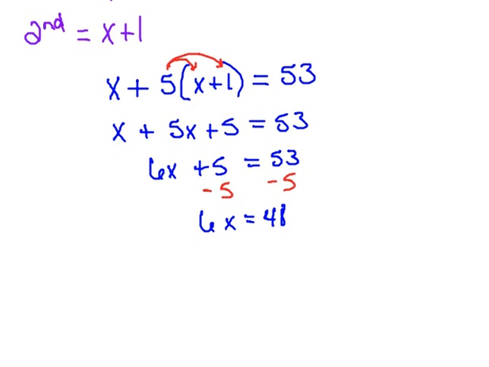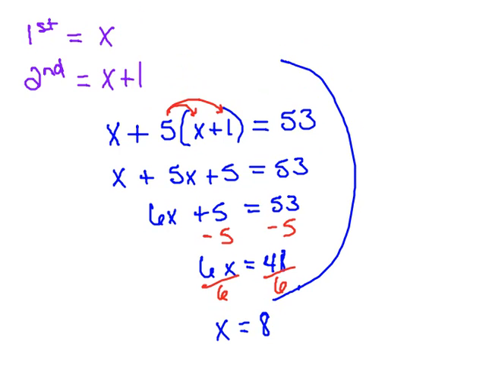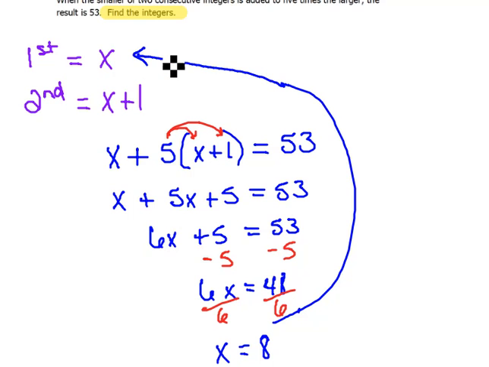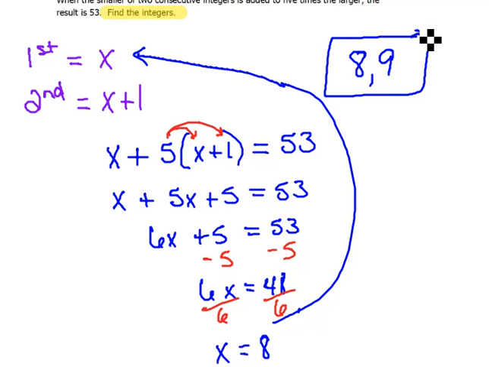And now, still getting our x alone, we can divide both sides by 6. So x will equal 48 divided by 6, which is 8. Well, remember what that stands for. That x we let represent our first integer. So if our first integer is 8, then the next one would have to be 9. Those are consecutive integers.